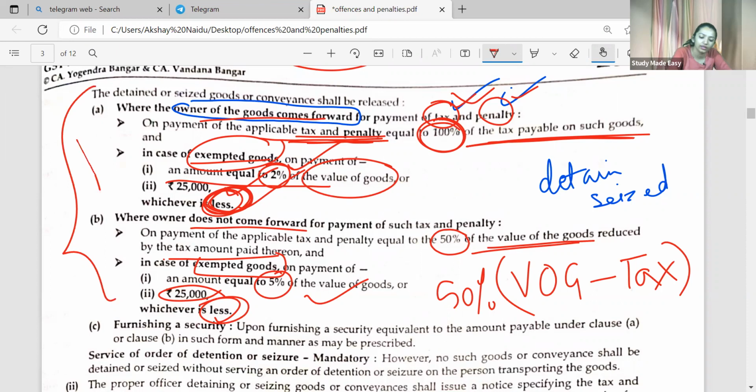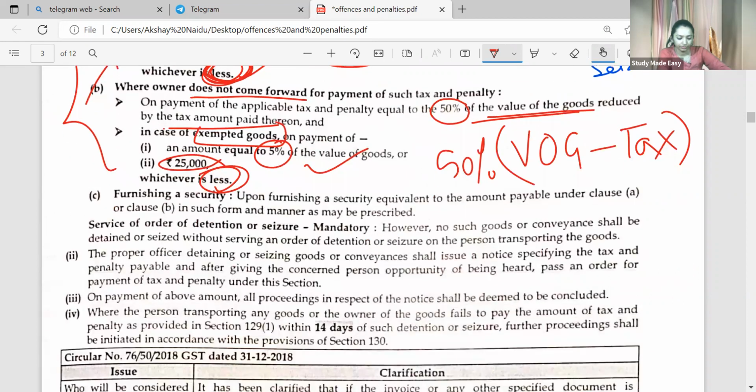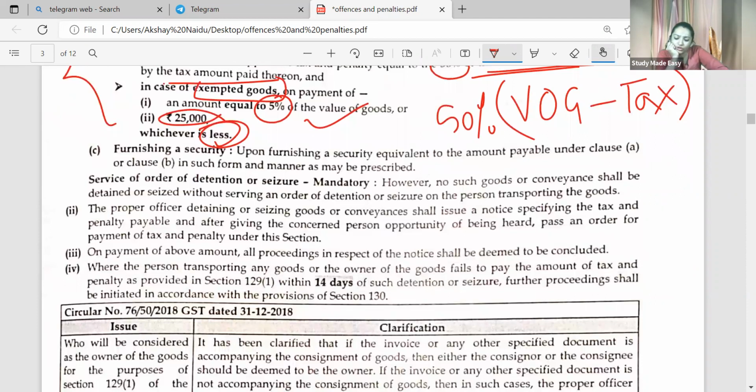This is important, very important. Every time, if they ask a question, it is this one. Okay? Now, when they release my goods, obviously you have to pay the taxes and penalty. So whenever they do the detention of your goods or seizure of your goods, there is service of an order. They have to give you a mandatory order.